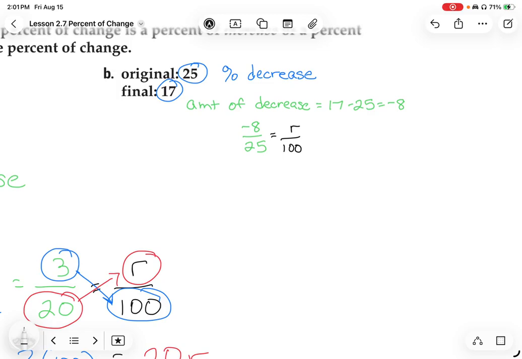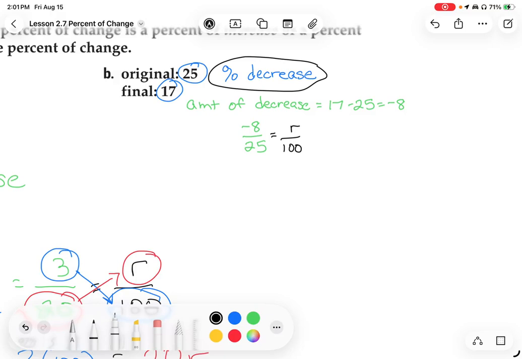It's fine for us to use just a positive 8 here if you like. I'm going to use a negative 8. It's going to make my percent come out negative, and that's just going to remind me that it is a percent decrease. I already wrote it up here at the top that it's a percent decrease, but leaving it as a negative 8 is just going to make sure that I don't make a mistake at the end and forget that this is a decrease, not an increase. The math is the same.